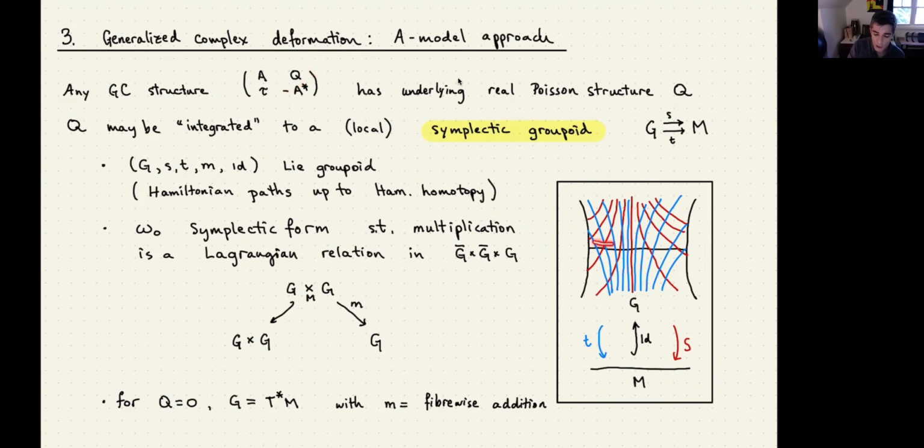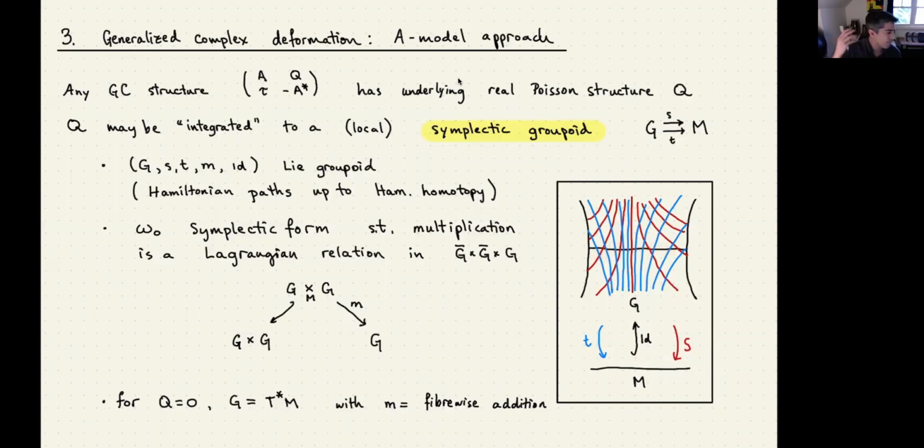In general, you can only prove that this groupoid exists in a neighborhood of the identity bisection. But in many interesting cases, the groupoid exists globally. And so you get what's called a complete integration, or a complete symplectic groupoid. That basically depends on all of these Hamiltonian paths being complete.